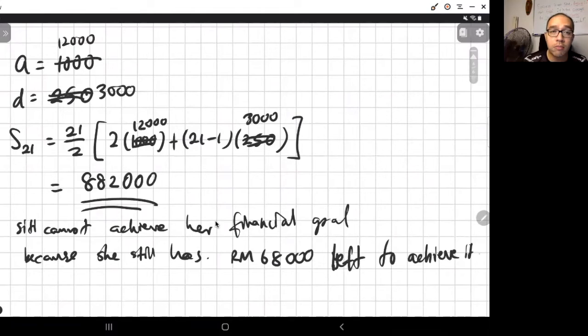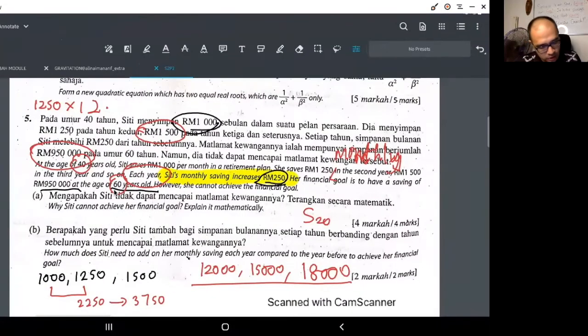Okay, so again, to remind you that sometimes questions like this, especially if they ask you to explain it mathematically, you need to write a sentence lah. Just to briefly explain how come Siti tidak sampai, because when we calculate after 21 years, when she's 60 years old, she will only have enough money to buy a house in Taman Kingfisher. Okay, 882,000. But she's still 68,000 short of her financial goal. Oh dear, this question, my goodness.